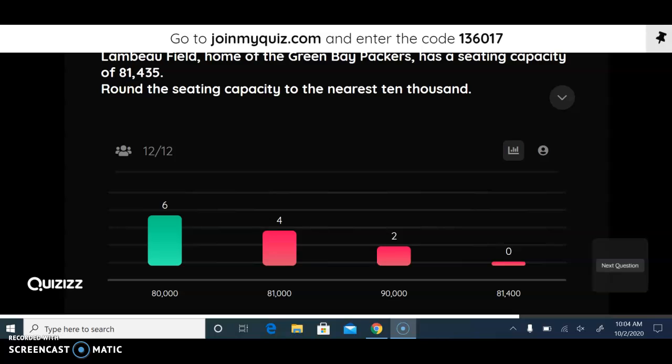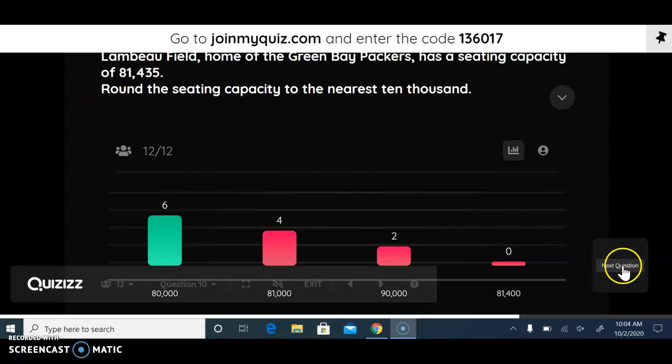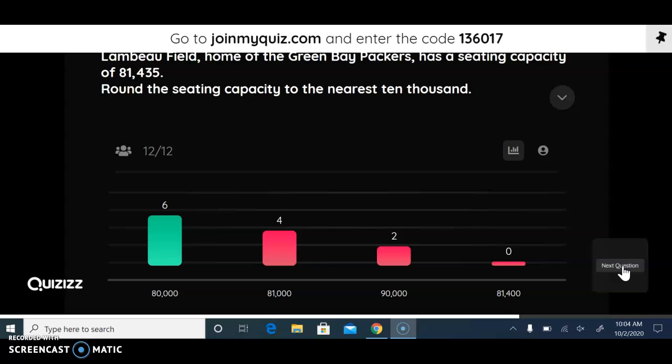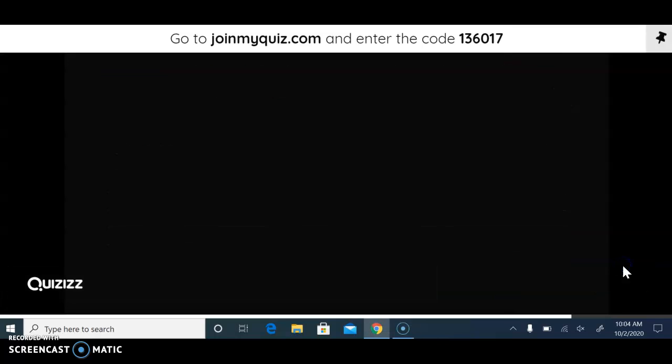4 people rounded it to the nearest 1,000. Why is 81,000 not correct? It asked you to round to the nearest 10,000, not the nearest 1,000. You have to pay attention to that. Next question.